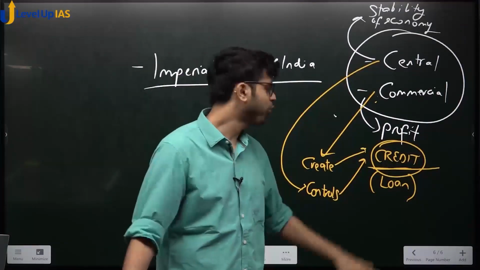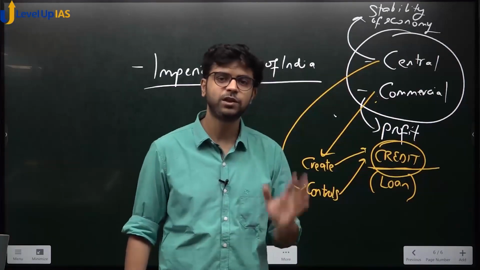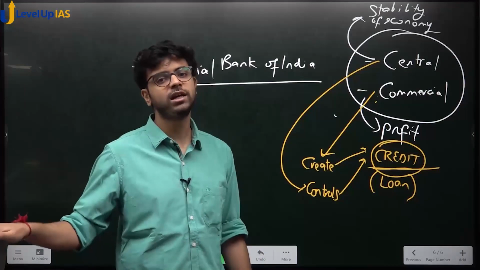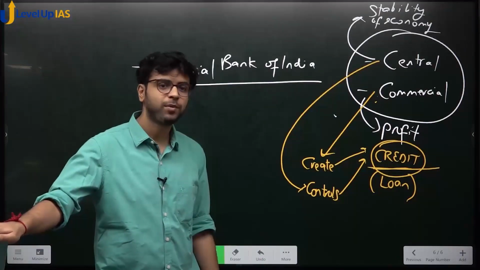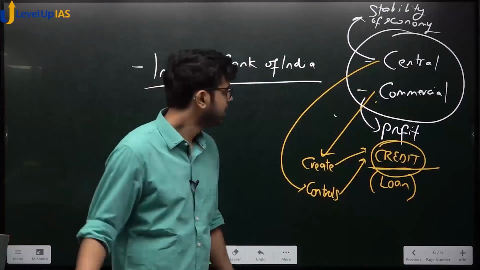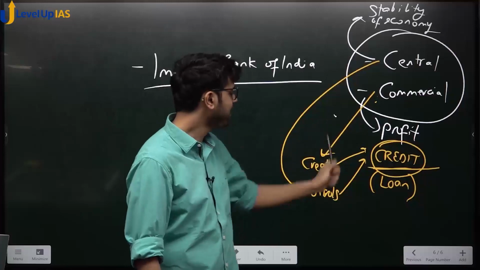What do you think will happen to credit in the economy? Would it increase or decrease? The interest rate has gone from 8% to 7%. What do you think will happen to credit in the economy? Would it increase or decrease? It would increase because money is available cheaply. Banks would give loan at a cheaper rate. So central bank controls credit and commercial banks create credit.